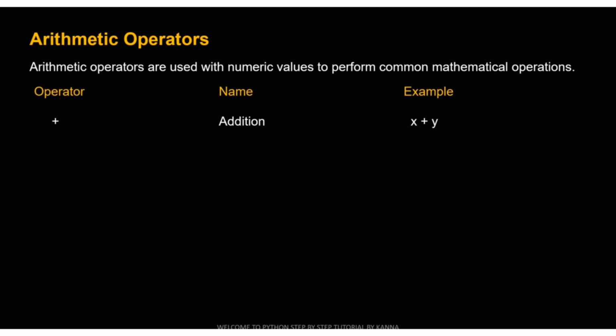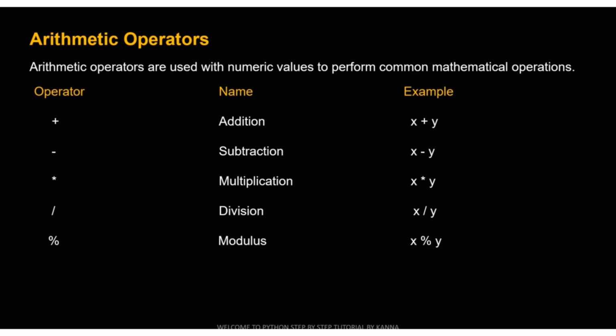X minus y performs subtraction. X star y means performing multiplication. X single slash y means performing division. X percentage y means modulus operation, that is, performing division and displaying the remainder in the output.